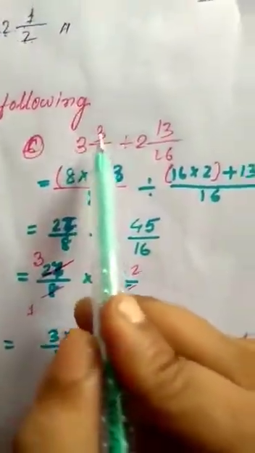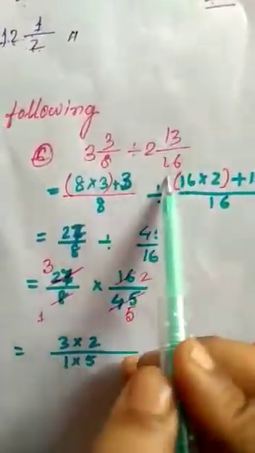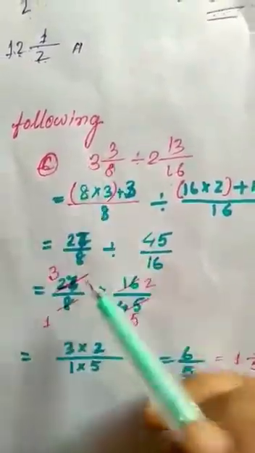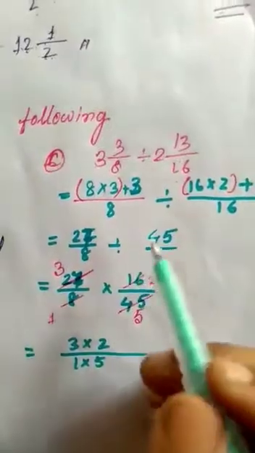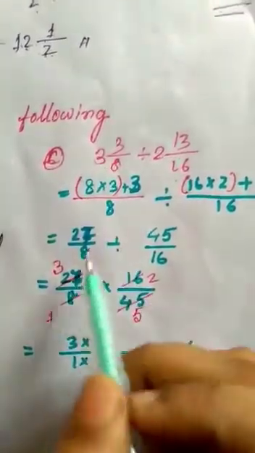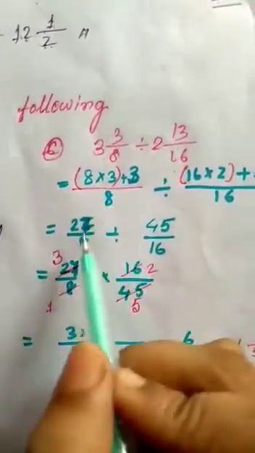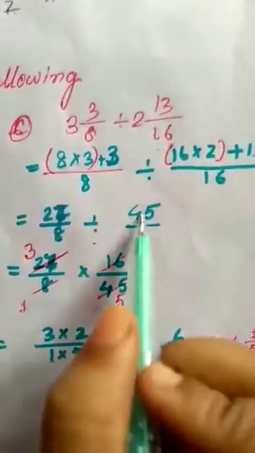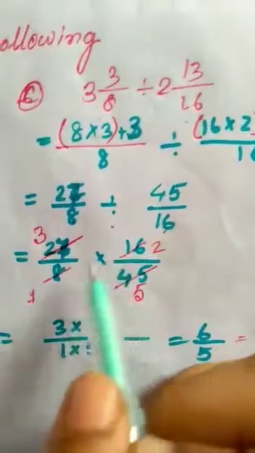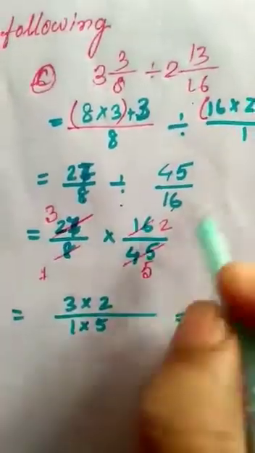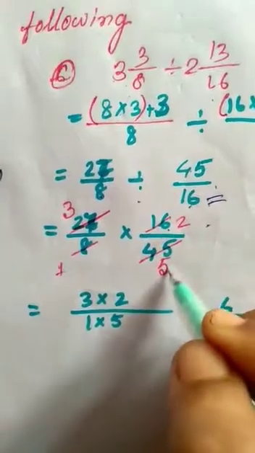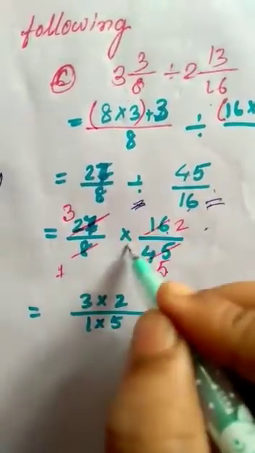Alright, children. Now let's do the C number 1. 3 and 3 by 8 divided by 2 and 13 by 6. So what we will do here, children? At first we will convert, as both are mixed fractions. So after converting, we have got 24 plus 3, 27 by 8 divided by 16 into 2 plus 13 is 45 by 16. Alright. So now, the second fraction's reciprocal will be 16 by 45, and this sign also we have to change, it's multiplication.